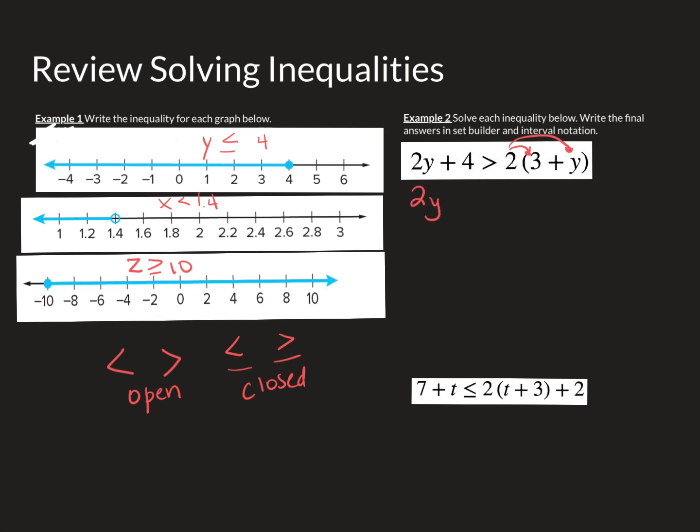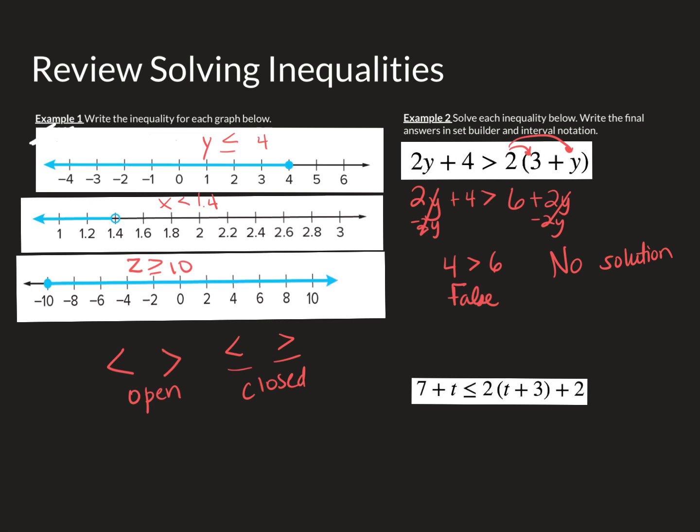2y plus 4 is greater than 6 plus 2y. I am going to subtract 2y from both sides. And here's a special one. 4 is greater than 6. Is that true or false? That is false. Therefore, the answer to this is no solution. And we're not going to use set builder or interval notation on no solution.